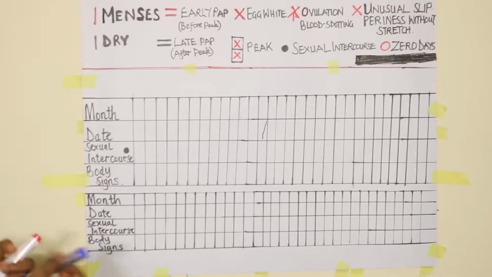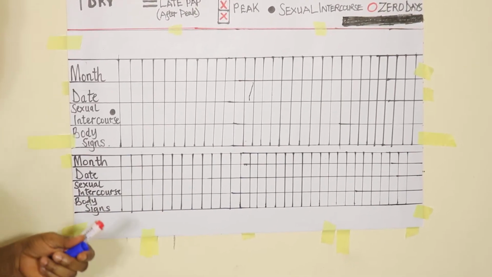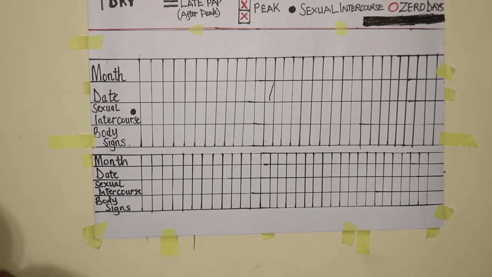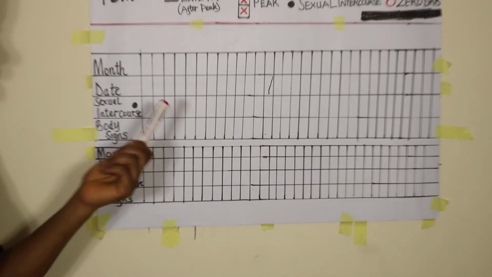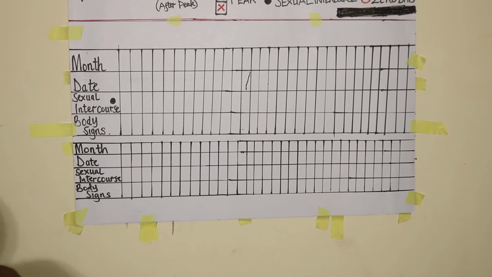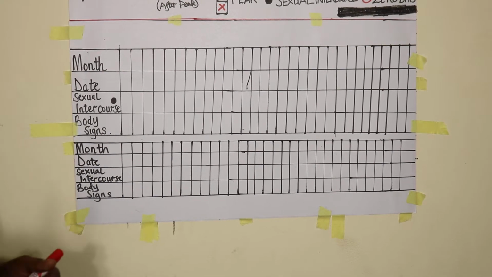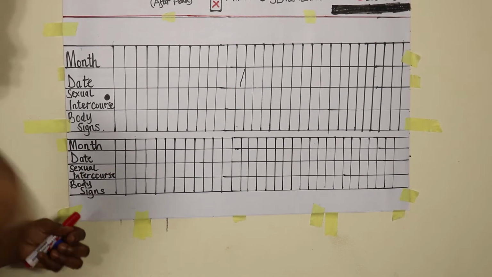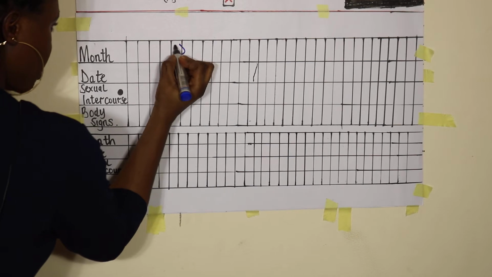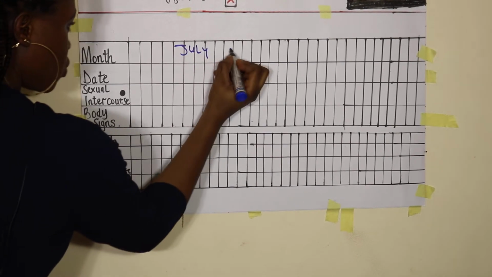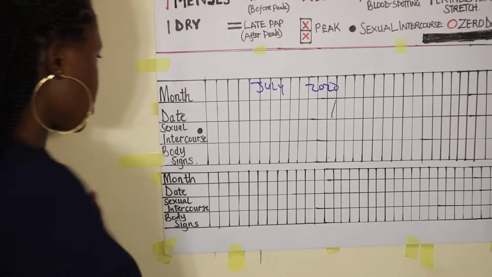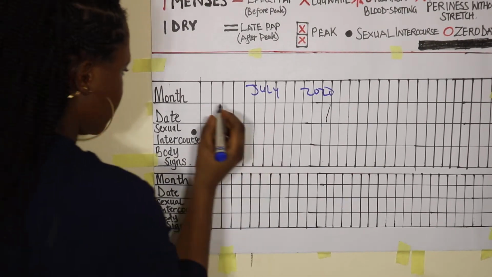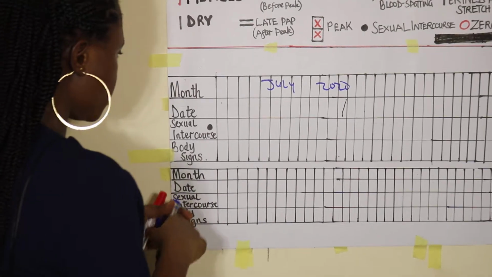So I'm starting with the month. I'm writing my month. You are going to chart with your blue pen or black pen, and then your red pen. The red is for fertile days. You are marking your fertile days in red, and then your menses is in red. So anything infertile is either blue or black. So we are starting with a blue pen to write our month. So we are in July of 2020. And then today's date, let's say 1st of July.